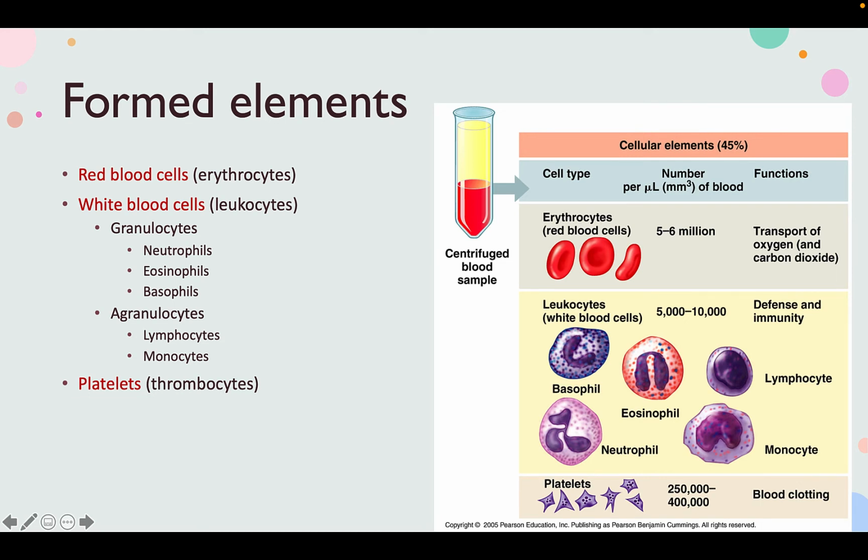And only the leukocytes, the white blood cells, have nuclei and all the other organelles. Red blood cells eject their nuclei so that they can make more room for carrying oxygen. And platelets are just fragments of other cells. We'll talk about that a little bit more in detail later.